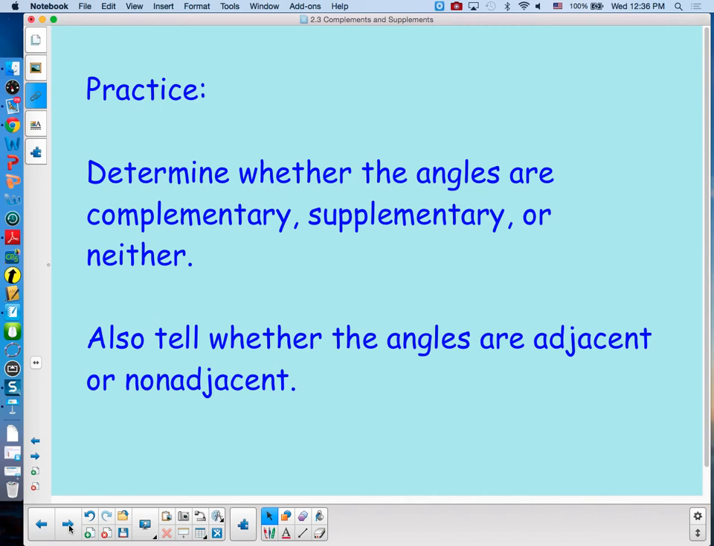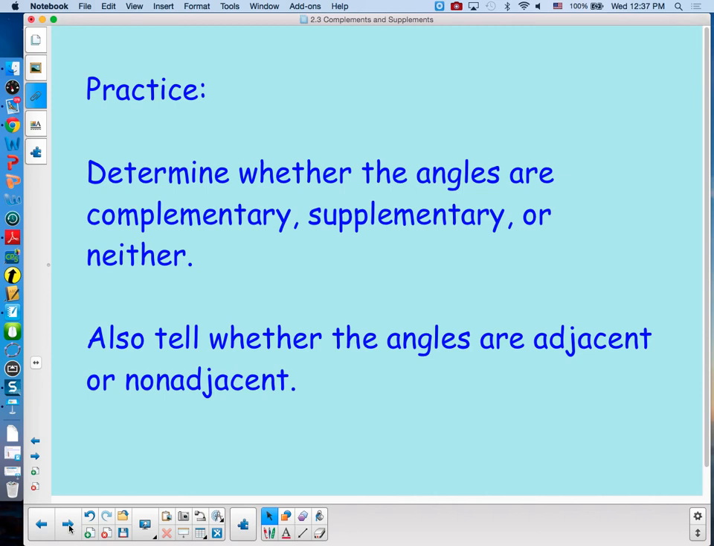Ready to go through? Okay, number 1. What are your two words? Hannah? Okay, complementary, non-adjacent. They add up to 90 degrees, but they're not hooked together side by side. All right, number two, Sam. Supplementary and adjacent. Supplementary and adjacent, correct.